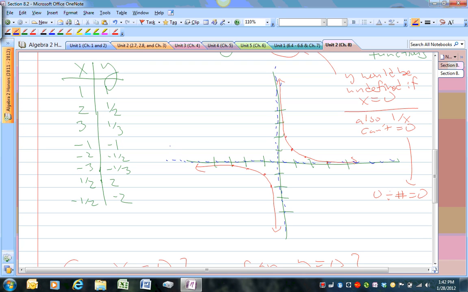So here's y equals 0, and there's x equals 0. What this means is our domain and range will be all real except 0. Range is all real except 0. So that's typically how rational functions will work.